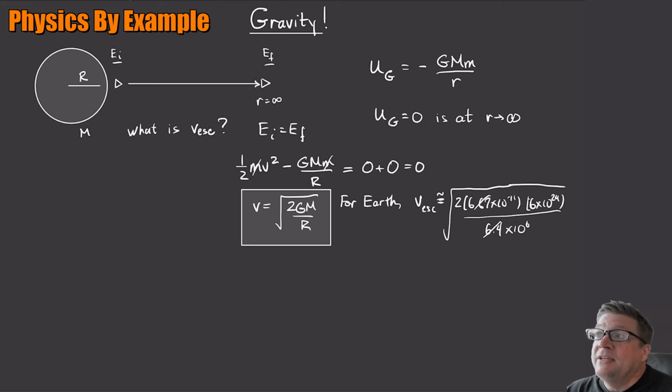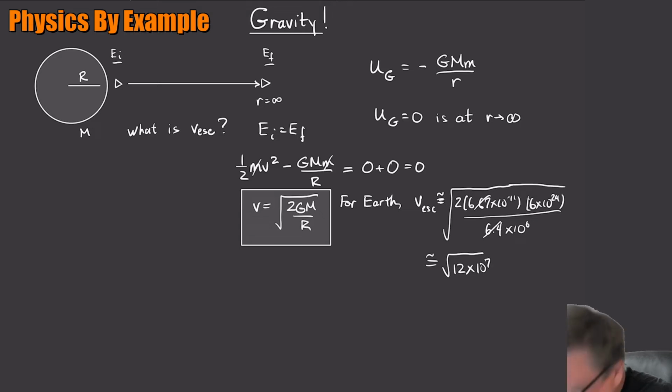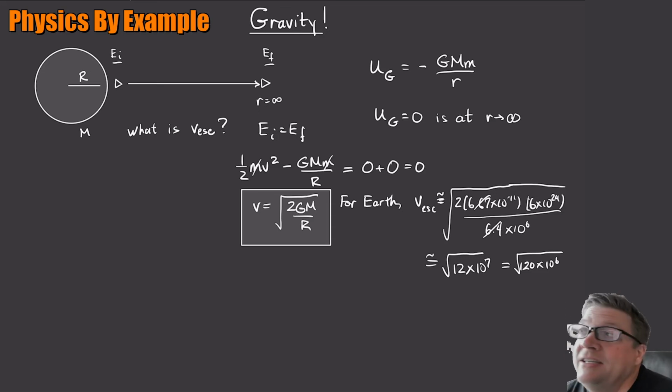So we get something like 12 times 10 to the 13 over 6.7. So this is going to be something like 12 times 10 to the 7th. That's no good. Nobody likes that. But I can make that into something a little bit nicer if I just move a power of 10 over. This is going to be the same thing as 120 times 10 to the 6th. Ooh, that's going to be really easy. Because what's the square root of 10 to the 6th? 10 to the 3rd. What's the square root of 120? Well, it's pretty close to 11. So the escape speed for the Earth is something like 11,000 meters per second, 11 kilometers per second.